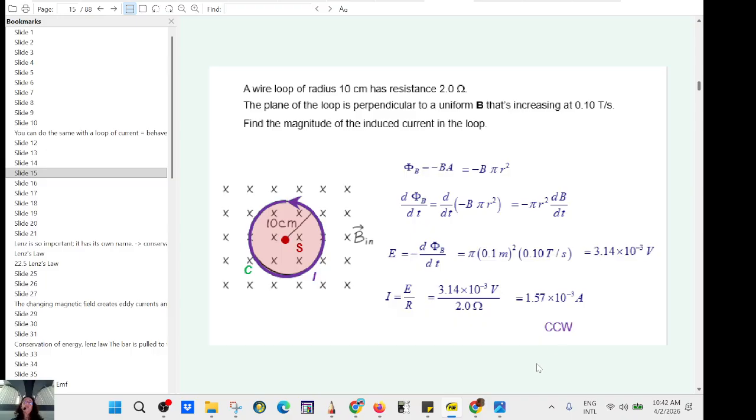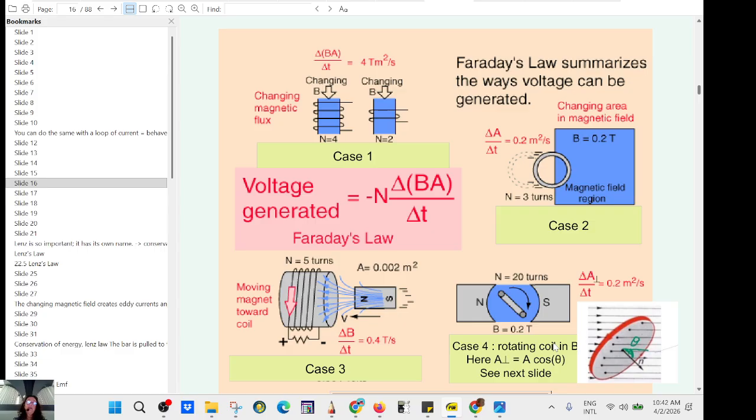Okay, so counterclockwise. No, you don't. So for example, here are some examples. In that case, you already have d phi over dt. If you divide the number of loops by 2, what's going to happen to the EMF?